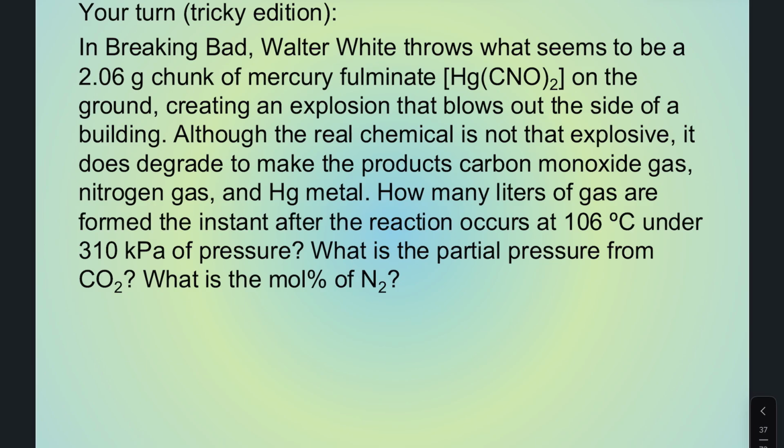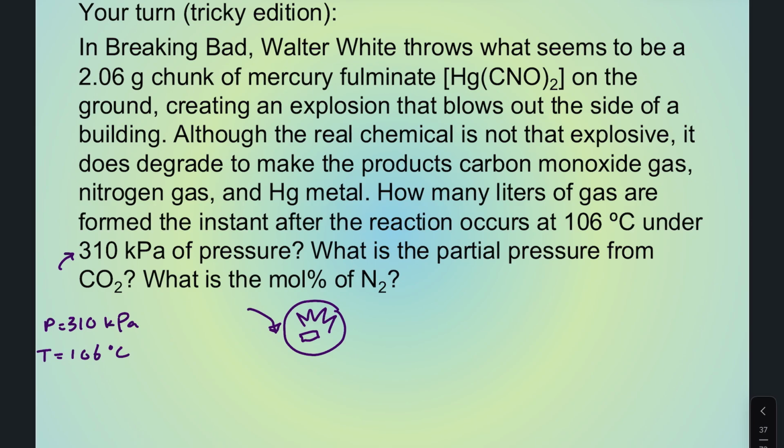Now, I want to know how many liters of gas are formed in the instant right after the reaction. So he throws it on the ground, and then there is an explosion that comes out of it. And so, like, in this little bubble, just right after it, the pressure is going to be 310 kilopascals. The temperature is 106 degrees Celsius.